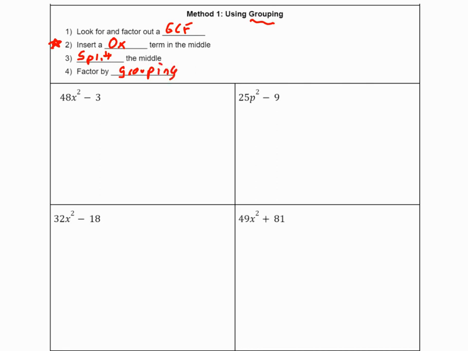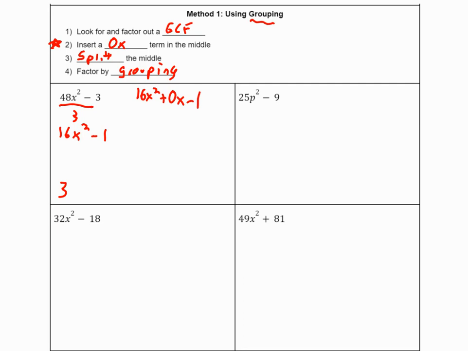So let's look at this example here, 48x squared minus 3. Well, they have a GCF, it's 3. Factoring out a 3 gets me 16x squared minus 1. Taking a look at this, I go, okay, 16 is a perfect square, x squared is a perfect square, 1 is a perfect square, and there's a minus sign between them. So I know that this is factorable. So I'm going to rewrite this as 16x squared, and here's where I put in that plus 0x minus 1.